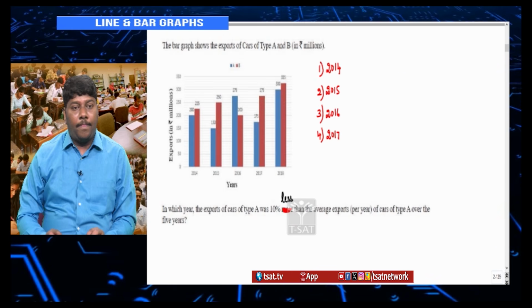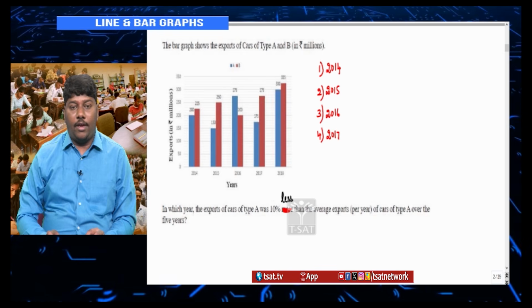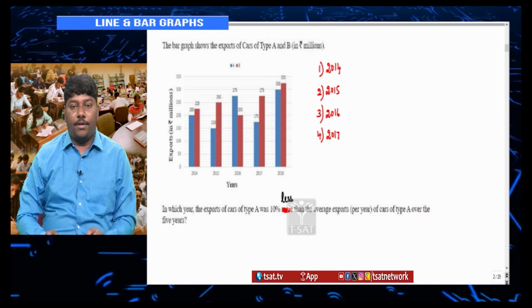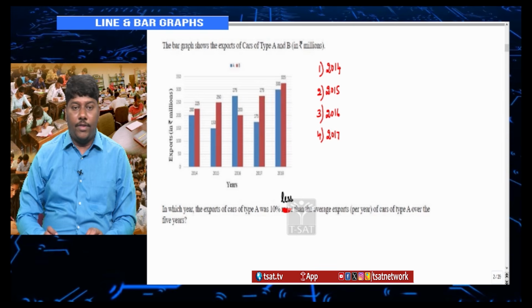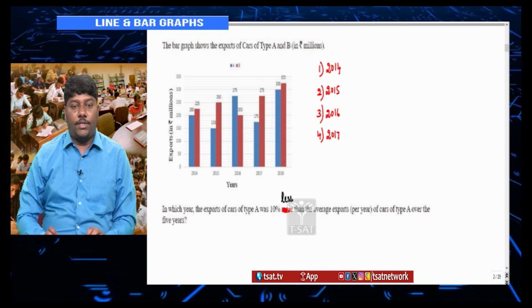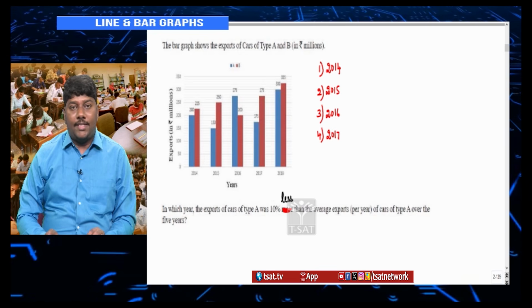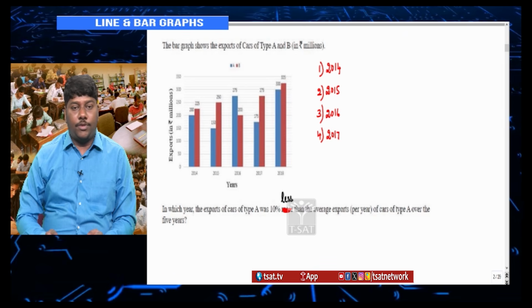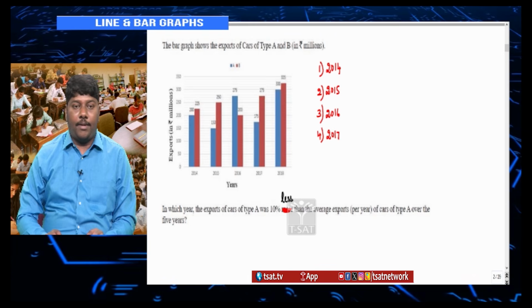The next one: in which year were the exports of cars of type A 10% less than the average exports per year of cars of type A over the 5 years? So over the 5 years, if you find the average, I want 10% less than the average. In which year is he asking you. Which year's exports is 10% less than the average exports of all the years compared.